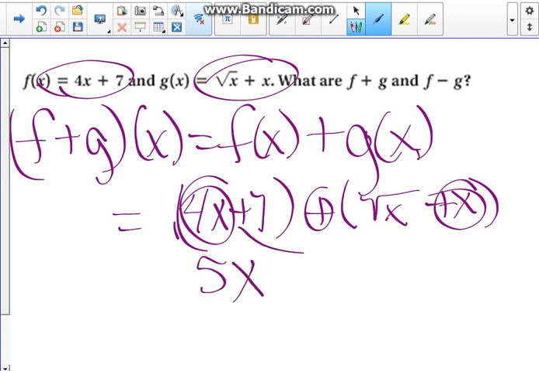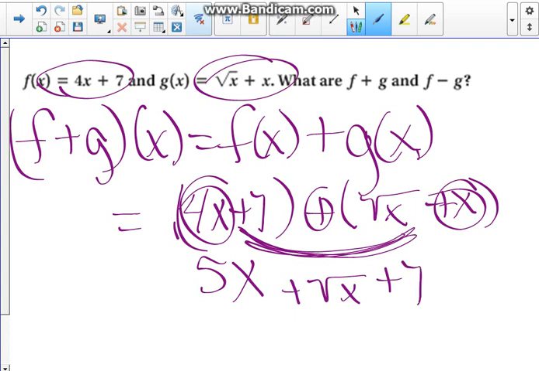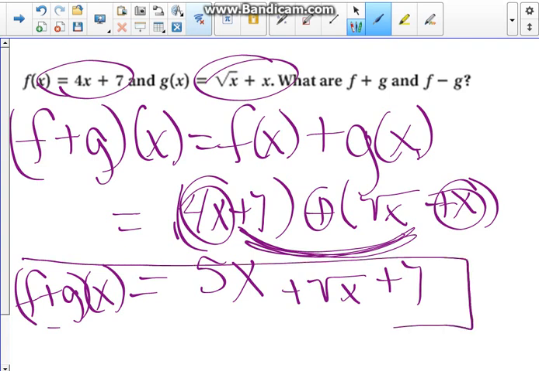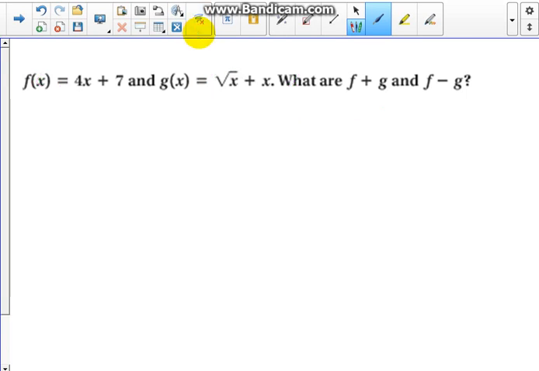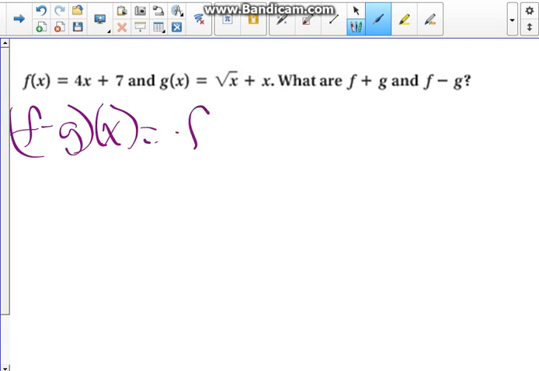And then there's nothing common between these two terms, so we'll just put them in standard form. Plus radical x plus 7. So my f plus g of x is equal to 5x plus radical x plus 7. Now when we subtract these, we're going to do it the same way, except we're going to use subtraction. So it's going to be f minus g of x is equal to f of x minus g of x.